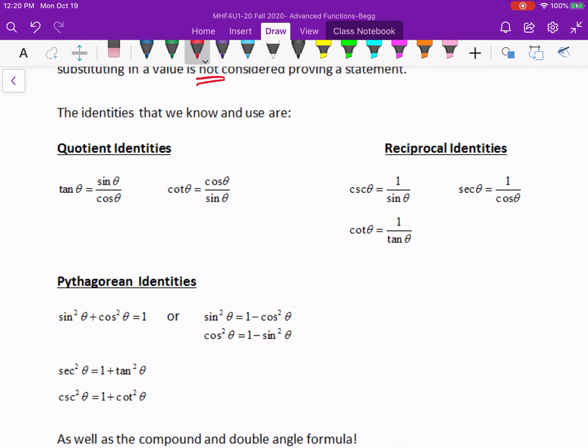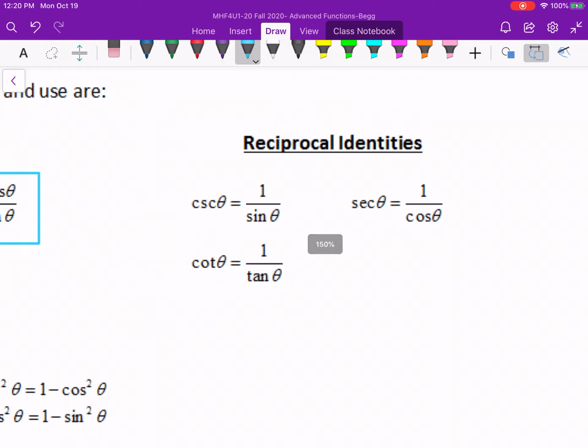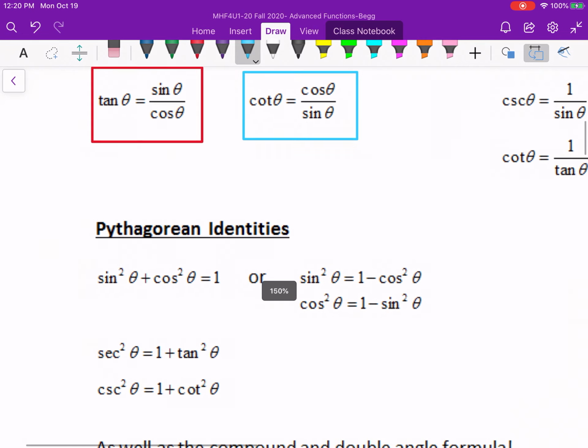Now there's some important ones here that we already should know from previous math courses, in particular the quotient identity. Tan theta equals sine theta over cos theta. We're going to use that one a lot. And the reciprocal of that is cotangent equals cos theta over sine theta. We have the reciprocal identities over here on the right. We should know those ones. We know cosecant equals 1 over sine theta and so on. We might use those occasionally.